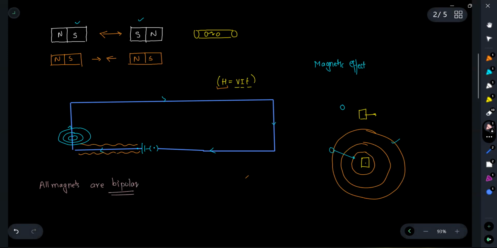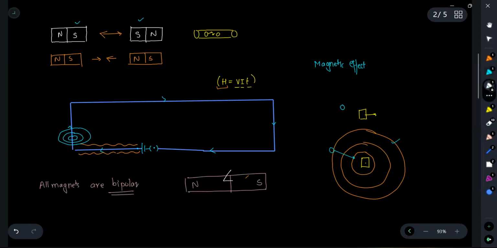Let's understand the meaning of bipolar. Bipolar means it always has two poles. So if I take a magnet, let's say I have a big bar magnet, we have north, we have south. Let's break it.